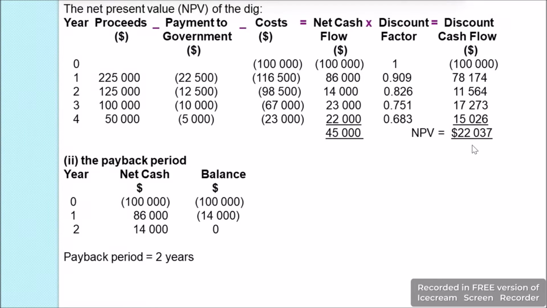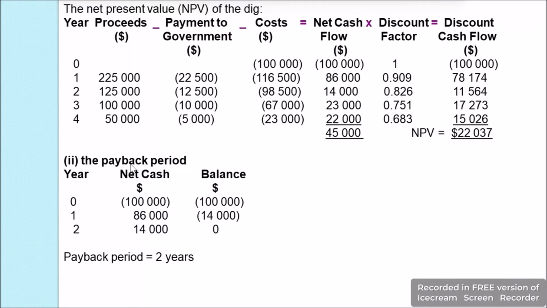When we total this up, we will get the net present value as positive $22,037. And for the third bit, let's add this column as well, that is net cash flow, where we have minus 100,000 plus $86,000 plus $14,000 plus $23,000 plus $22,000. We'll get the total as $45,000.